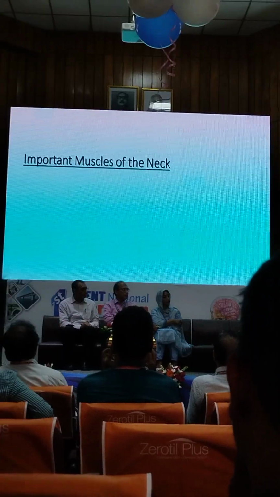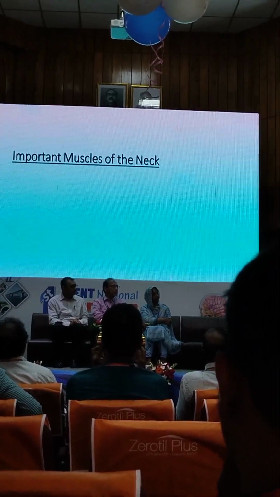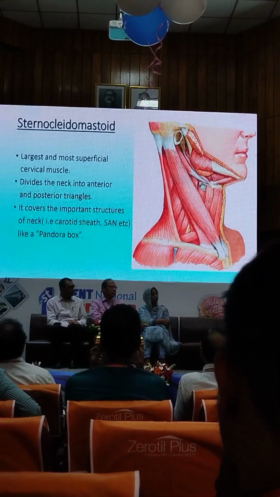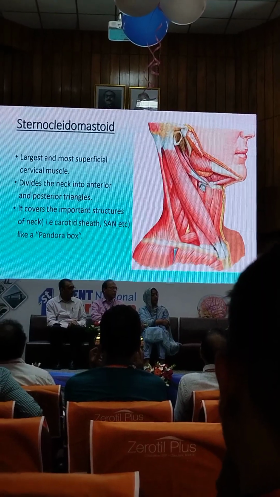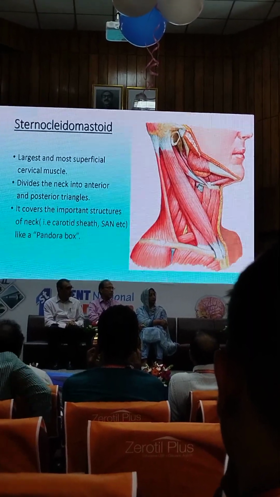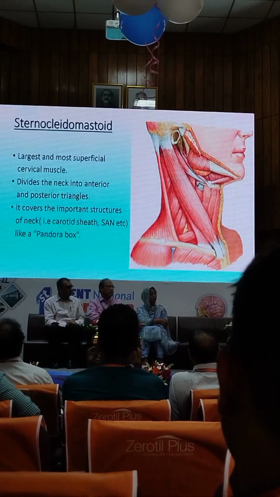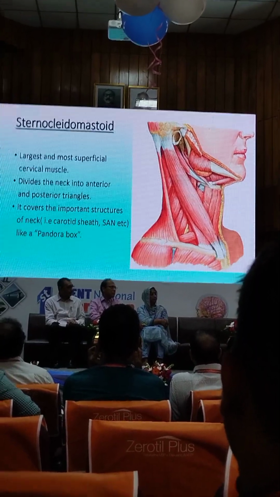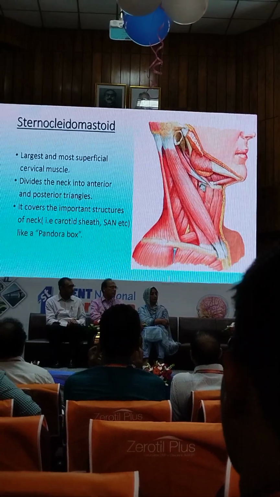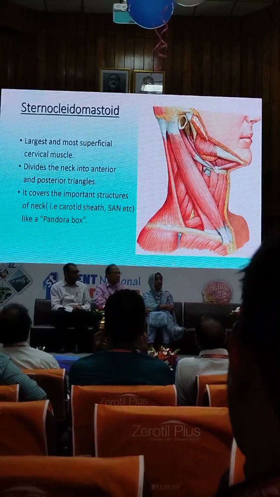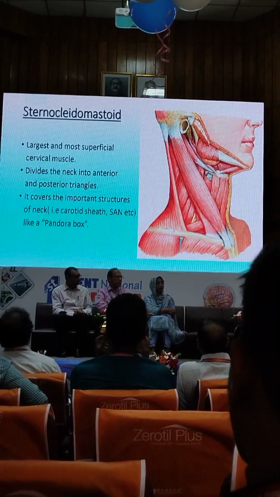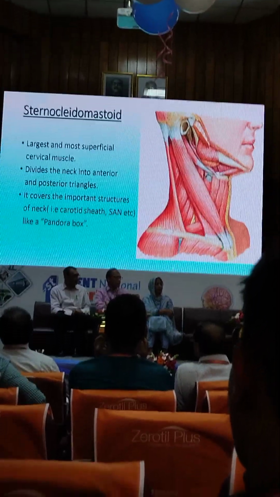Now the important muscles of the neck, of which the sternocleidomastoid muscle is very important for our head and neck surgeon. This is the largest and most superficial cervical muscle. It divides the neck into anterior and posterior triangles. It covers important structures of the neck, like the carotid sheath, spinal accessory nerve, etc., like a Pandora's box.